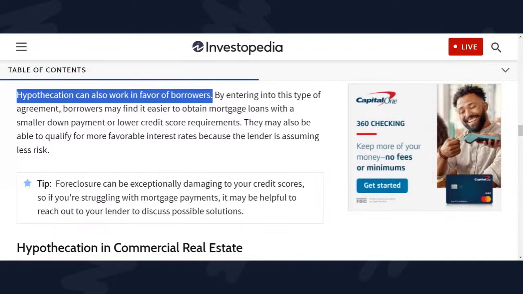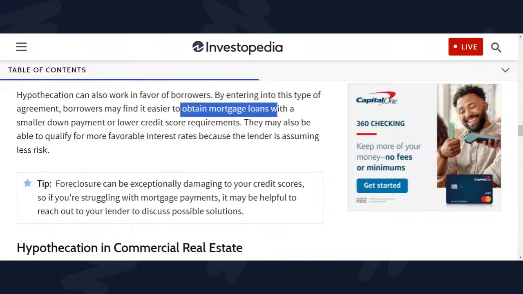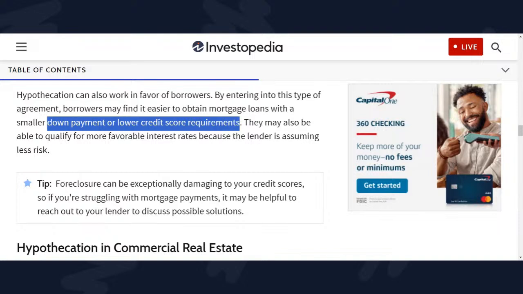Same thing. By entering into this type of agreement, borrowers may find it easier to obtain mortgage loans with a smaller down payment or lower credit score requirements. Why is that? Again, because if the bank has that promissory note and you abandon it and they turn around and sell it after they took it to the discount window and got the check, they now got a check and sold the promissory note again for less than market value. So they still got paid almost twice. And that's well above their 6% that they're supposed to receive in such capital transfers. And yet there is no capital transferred except it was sold off through that bifurcation hypothecation, which is fraud.